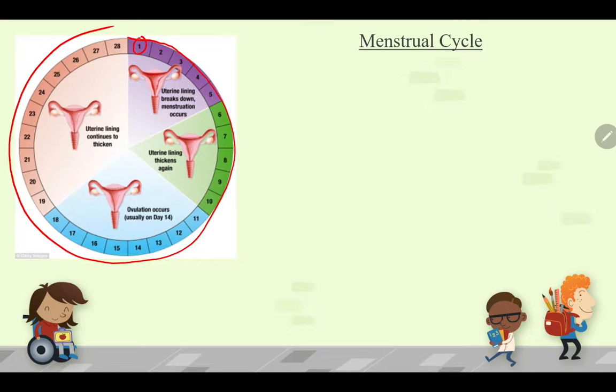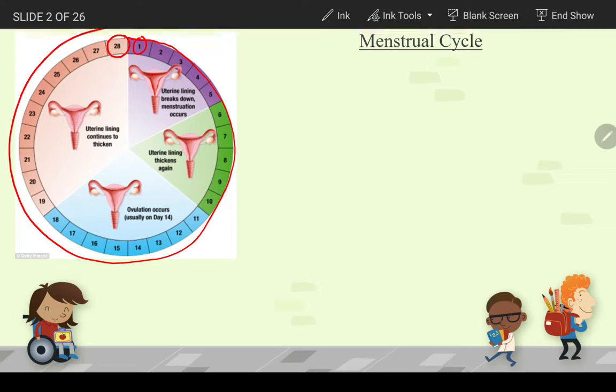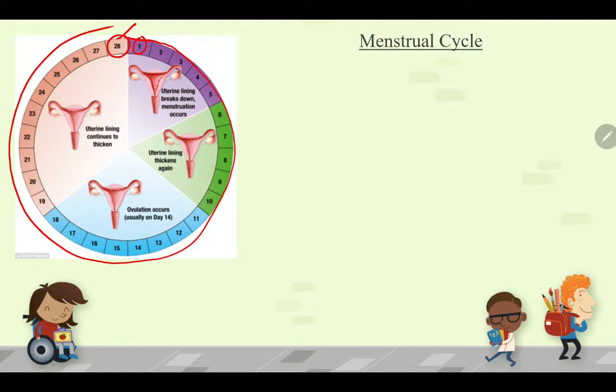There are number 1 until number 28. Okay, 1 until 28 is referring to the days, meaning that the menstrual cycle involves 28 days. As you can see from the cycle as well, it can be divided into 4 phases. The first phase occurs on day 1 until day 5.